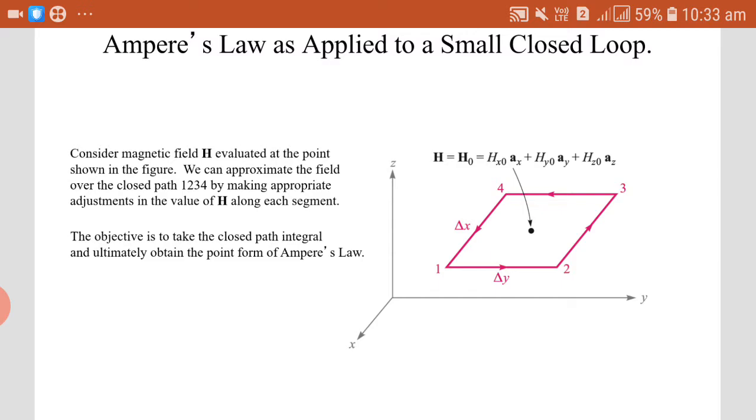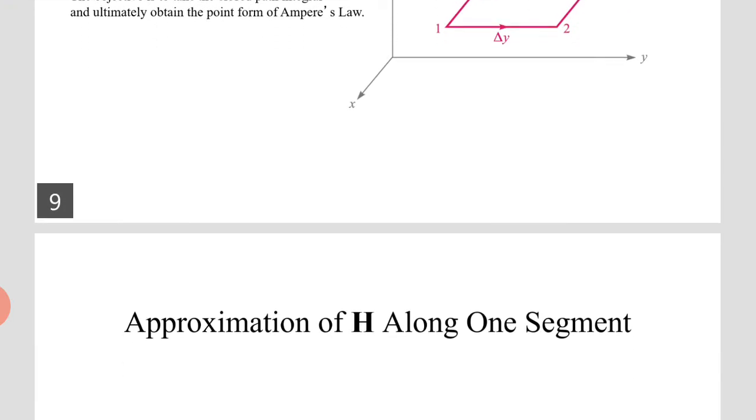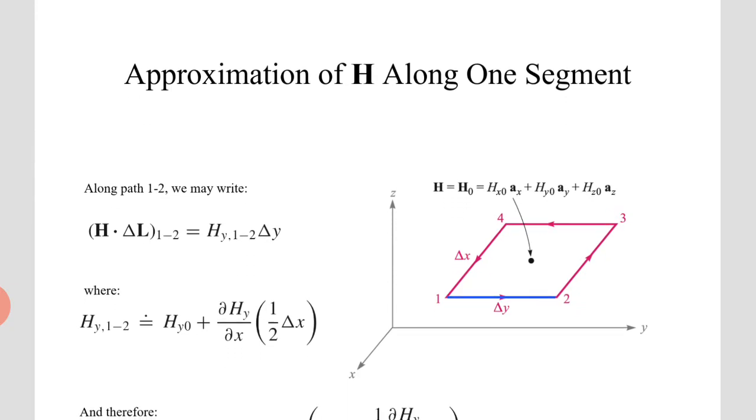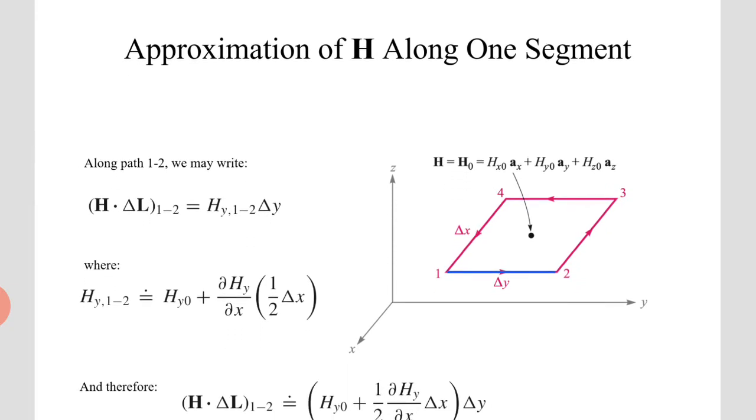Now the objective is to take the closed path integral and ultimately obtain the point form of Ampere's law. So this is our objective. Why are we going to consider this small closed loop? Because we need to obtain the point form of Ampere's law. This can be done by taking a closed path integral. Next, approximation of H along one segment.